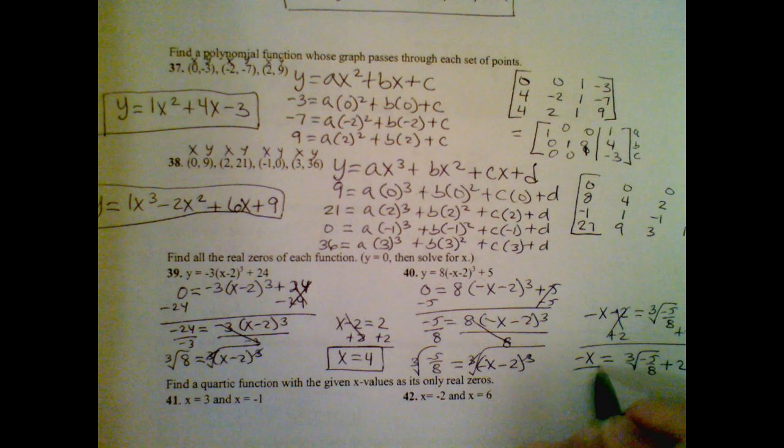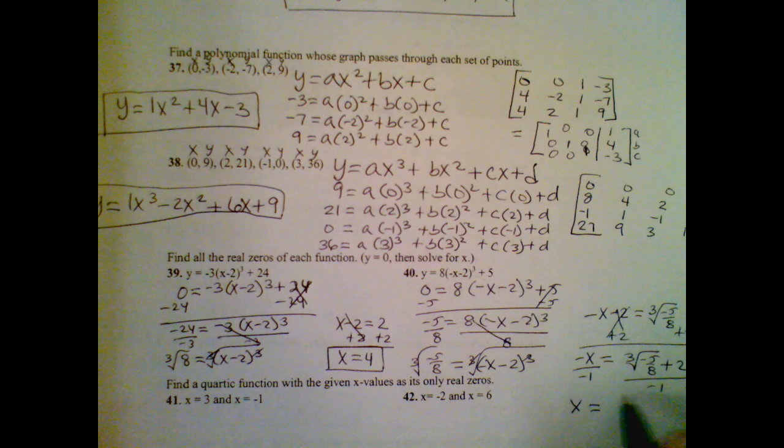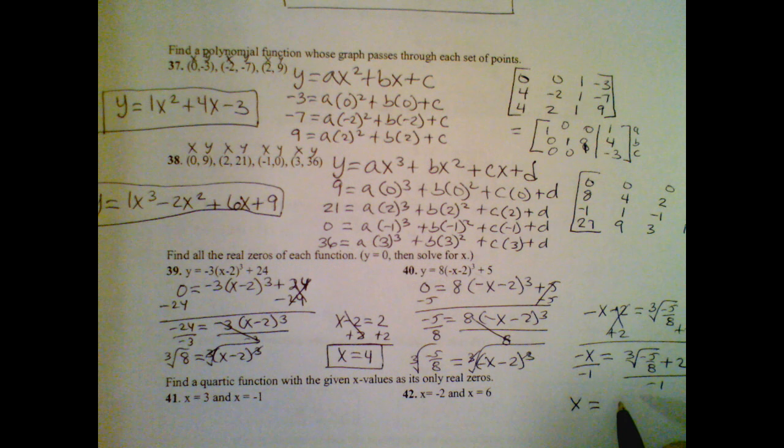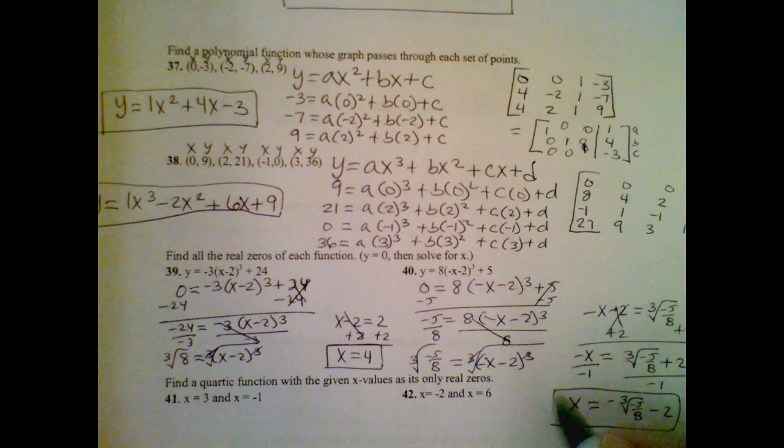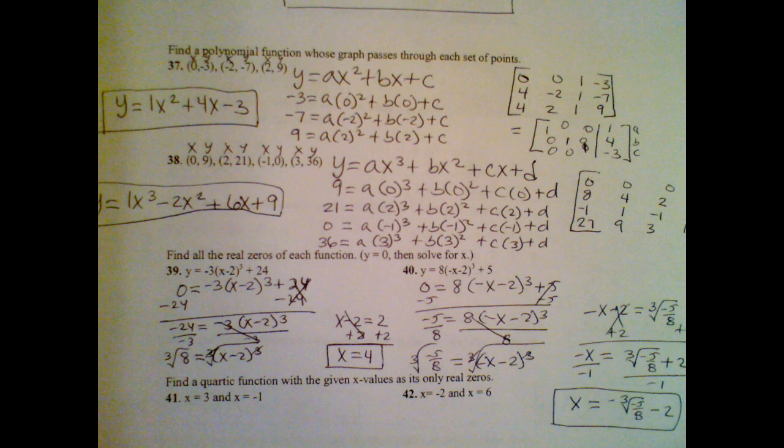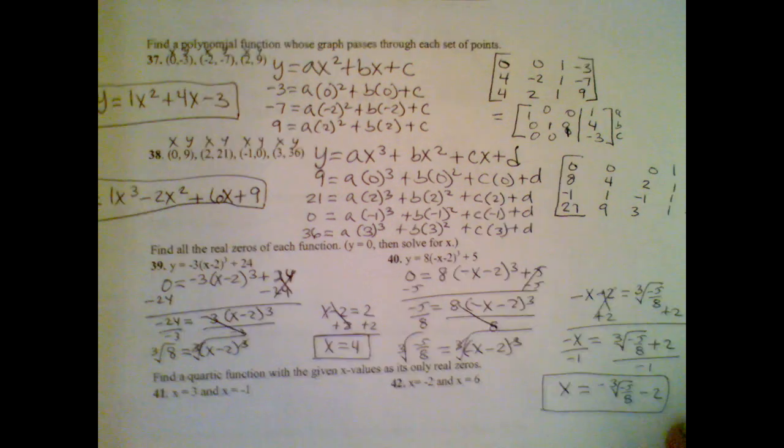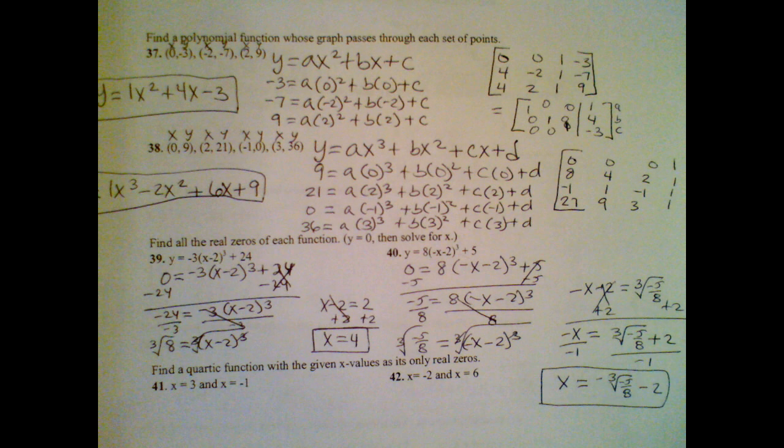Then we go ahead and divide both sides by negative 1. So we have x equals negative cube root of negative 5/8 minus 2. Or another option that you have for this one is you could go ahead and graph it and see where it crosses the x-axis.